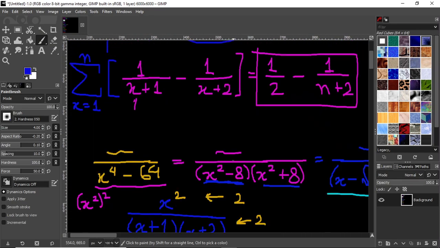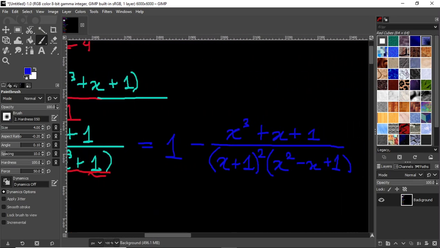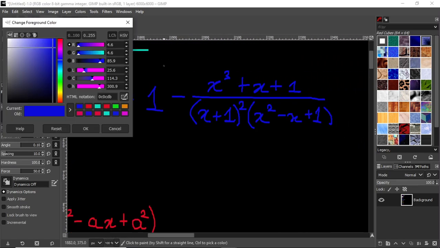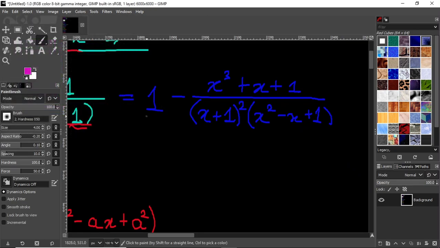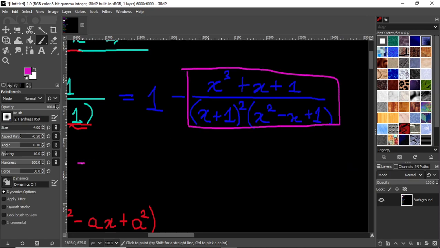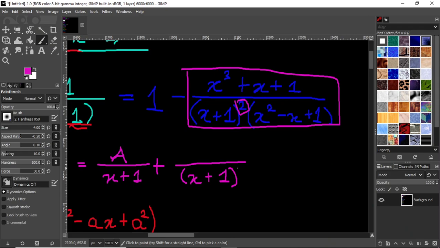Now we just need to form our partial fractions. For that we are going to ignore that 1 right there, and also ignore the minus. So we're just going to work with this part, which is going to equal some constant over x plus 1, plus some other constant over x plus 1 squared. This is squared, so that's why we repeat it 2 times.